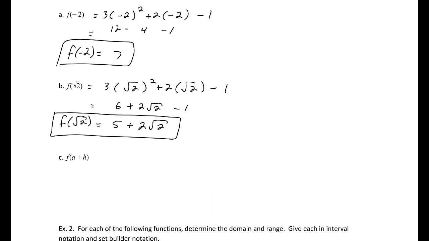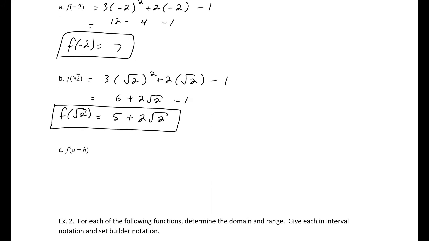Our third function value is a plus h. Now this is not a value per se. We don't know what a and h are, but this will come in very useful in our next chapter, being able to evaluate things like this. So this would be 3 times a plus h squared plus 2 times a plus h minus 1. Well, a plus h squared is a squared plus 2ah plus h squared.